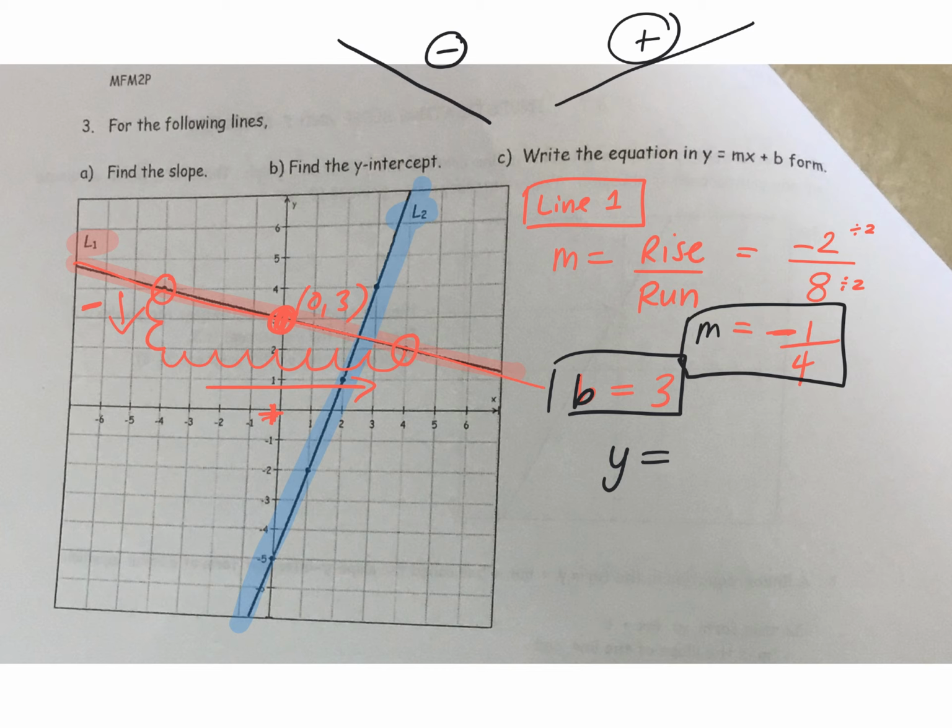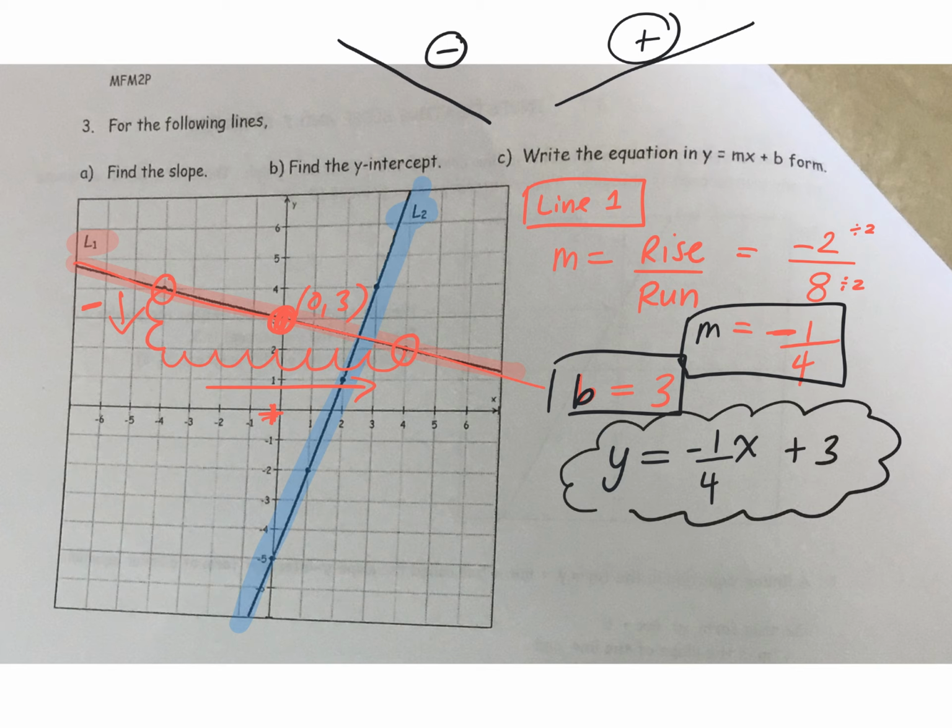Yes, y equals negative 1 over 4 x plus 3. That is the final answer. That is the equation of the red line.